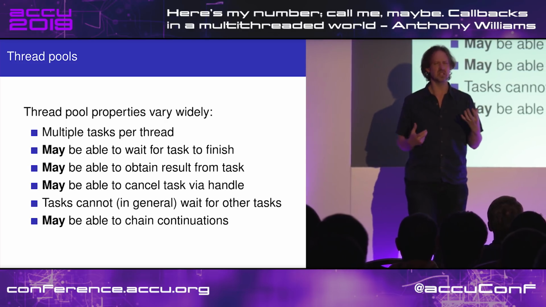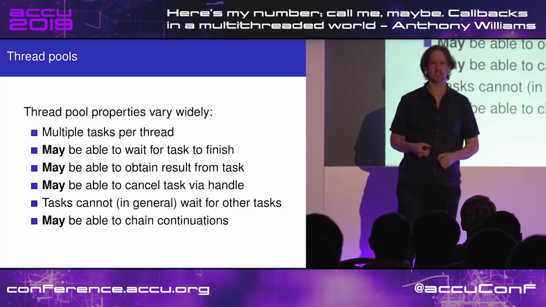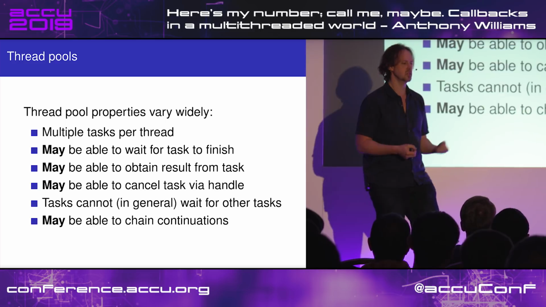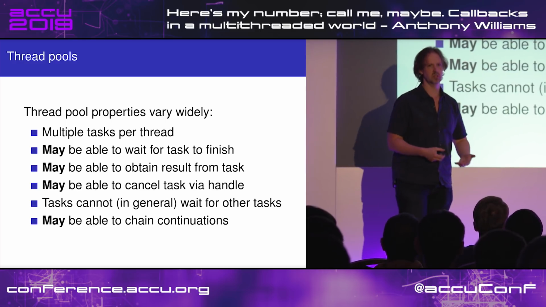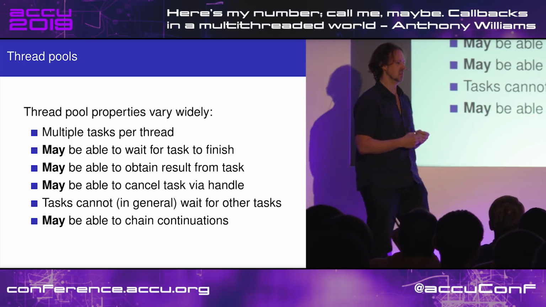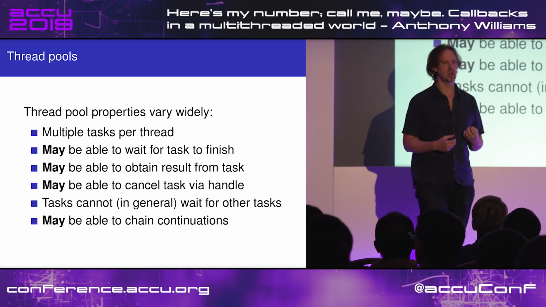But then the other properties can really vary. You may be able to wait for some of the tasks to finish. You may not. You may be able to obtain a result from your task. You may not. You might be able to cancel some of your tasks or chain continuations on your tasks.